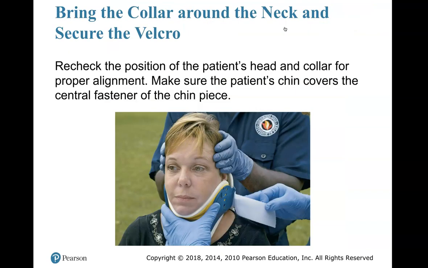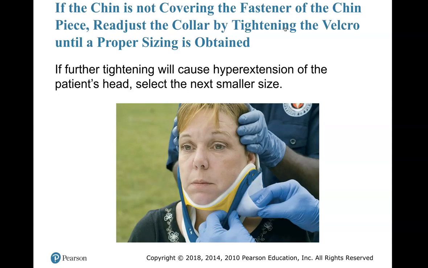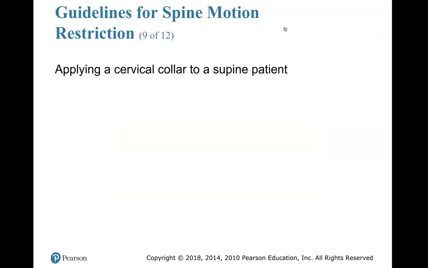Okay, recheck position of the patient's head in the collar. For proper alignment, make sure the patient's chin covers the central fastener of the chin piece, as shown here. If further tightening will cause hyperextension of the patient's head, select the next smaller size. So if you tighten it up and you see the patient's head start to go back, you're hyperextending it, so you need to resize it to fit smaller.